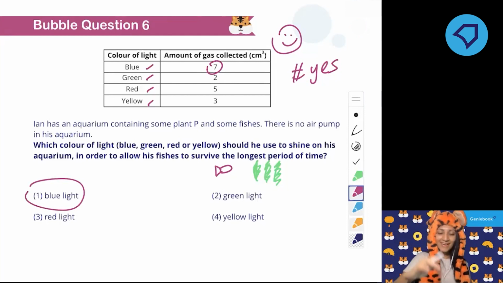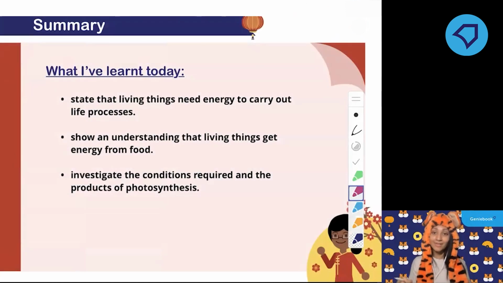All right, so we are done with the lesson. So far we've learned about why living things need energy, which is to survive, to stay alive. We understand where we get this energy from, which is from plants that can make food. And finally, we went through some questions related to photosynthesis. Next week we will look at more examples.